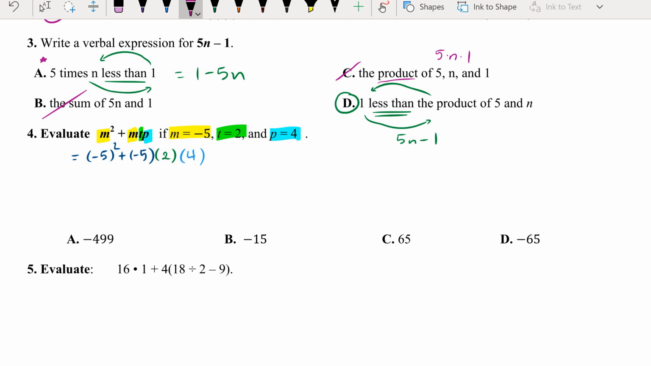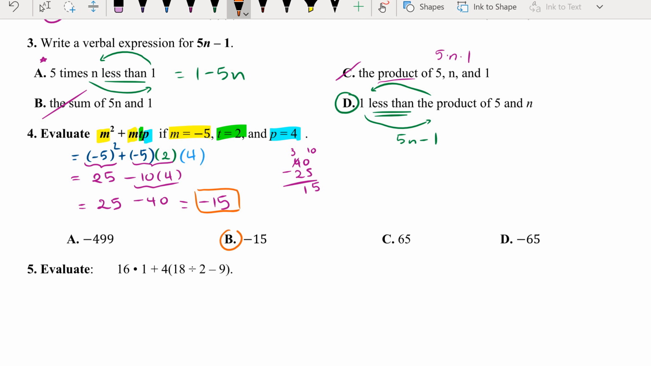Alright, so what we're going to do is solve this one. Negative 5 squared is negative 5 times negative 5, which is 25. Negative 5 times 2, I would say negative 10 times 4, which is negative 40. 25 minus 40, so I'm going to take 40 minus 25. Borrow 1 from 4, give me 3. So 10 minus 5 is 5. 3 minus 2 is 1. Since 25 minus 40, 40 is a bigger number and it's negative, the answer is going to be negative 15. Negative 15, so the answer is B.